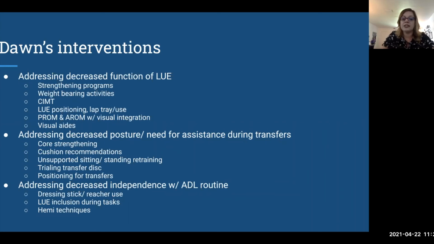Some interventions we've done to address her decreased independence with her ADL routine: I've educated her on a dressing stick and reacher use, primarily to assist her with her lower body dressing. We've done left upper extremity inclusion during tasks. Dawn used to sit at the sink and only wash her right hand because the left side was weak. Now she can independently go into her bathroom and wash both of her hands. I've also provided education to Dawn on hemi techniques, which is primarily used for dressing tasks.